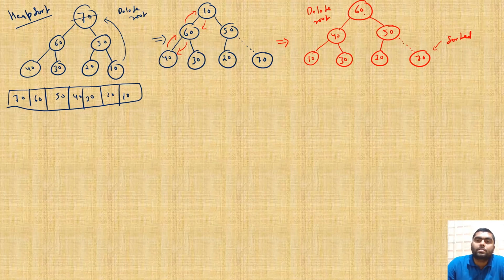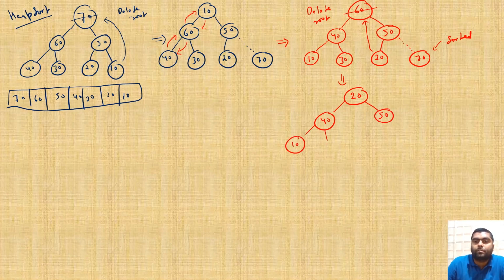So root will be deleted, 60 will be deleted in that case. So delete just 60. So what you will get? So the replacement is what? So the replacement is this value, 20 will be replaced over here. Okay, so it is 20 and 40, and right is 50, left is 10 and 30, and what is the sorted value? So this is 60 and this is 70. Okay, now this is not a max heap.